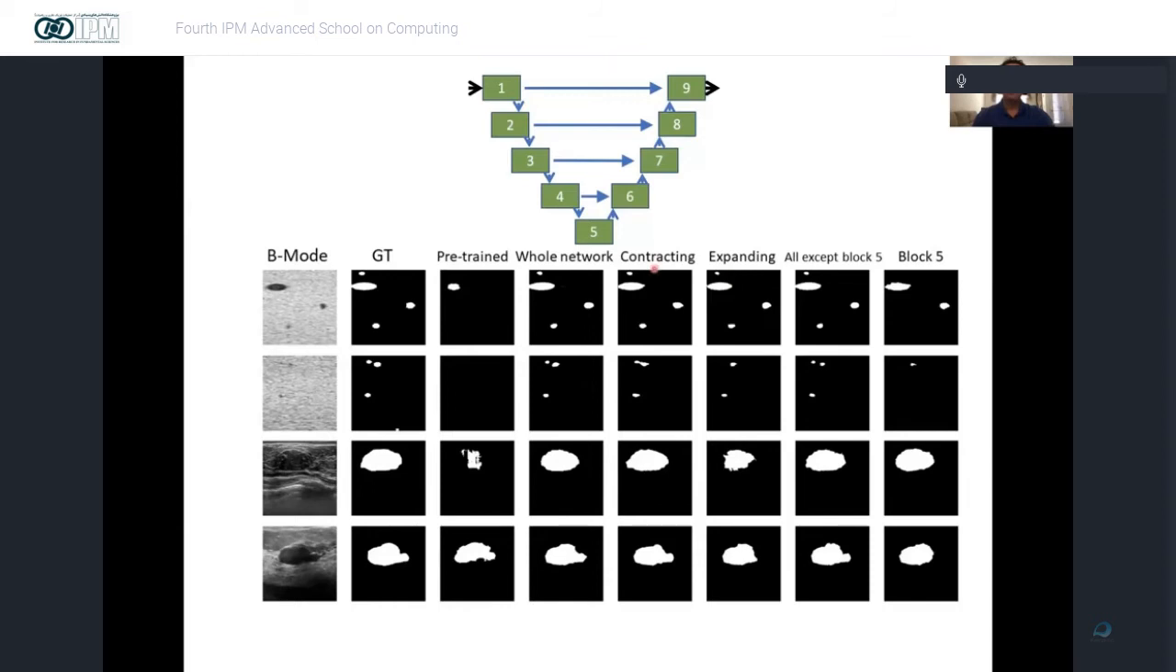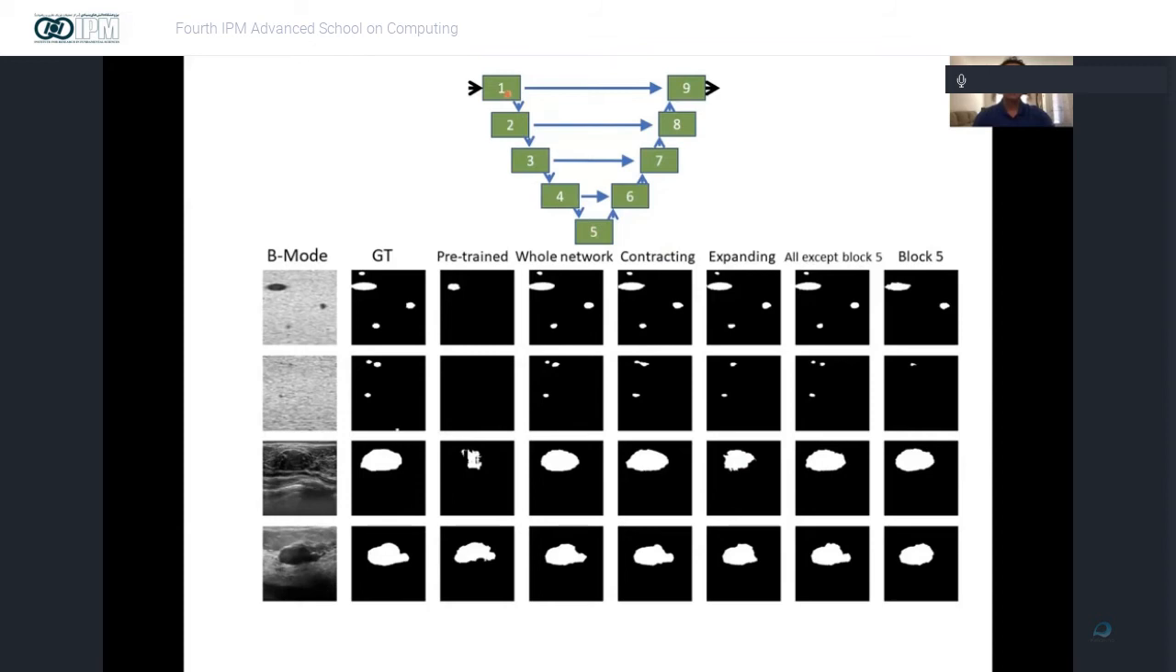We then froze the contracting part and fine-tuned the expanding part. Here, the expanding part is this part of the network. And here, again, we see that the performance is quite poor. So basically, the first layers are the important ones. That's the lesson that we learned. And we did another study where we fine-tuned all of the network except for the bottleneck, block 5.